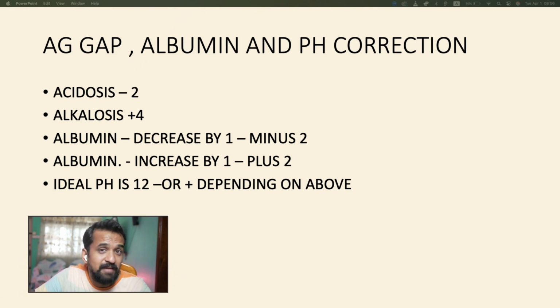So what do you do? You times by 2, and you add that number to your anion gap. Similarly, if you have a low albumin, let's say of 2, you take 4.4 minus 2, you get a value. You times that by 2, and you subtract that from your anion gap. That is your original anion gap, the ideal anion gap of that individual.